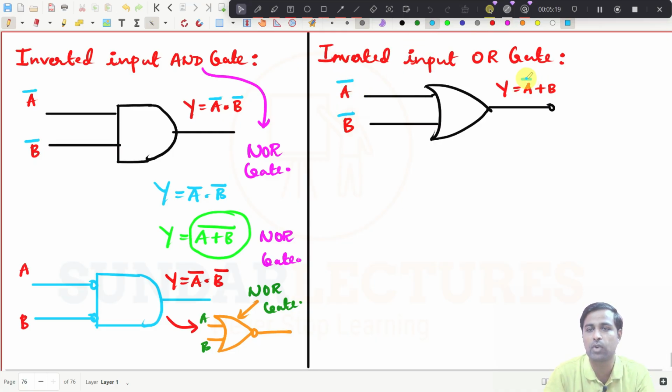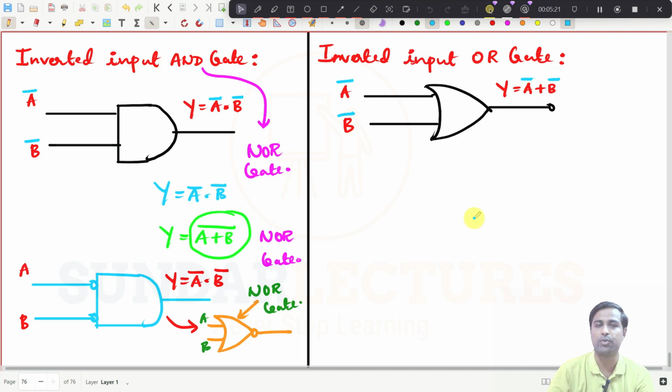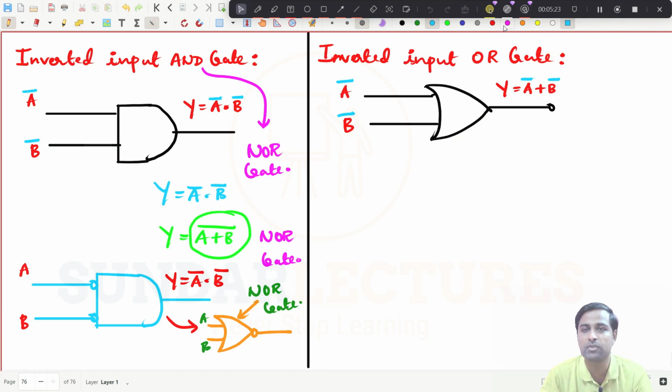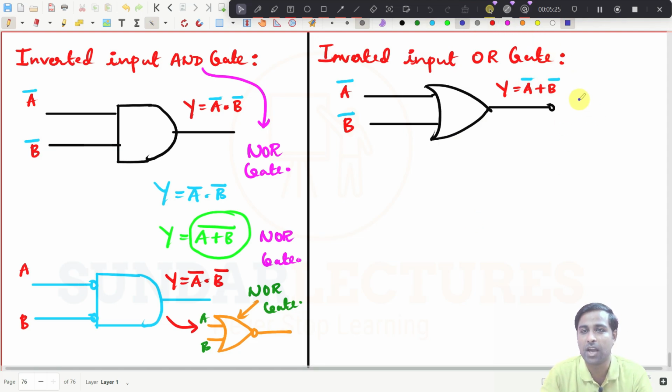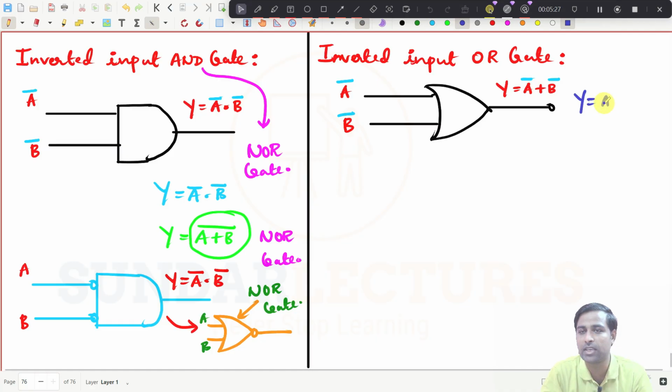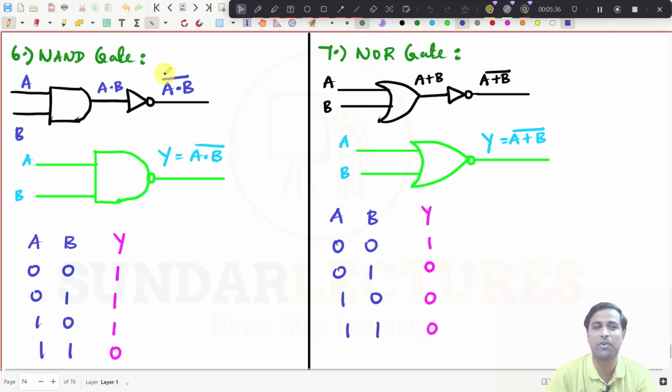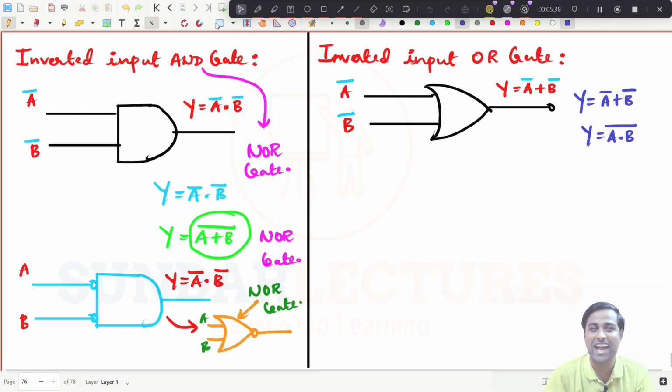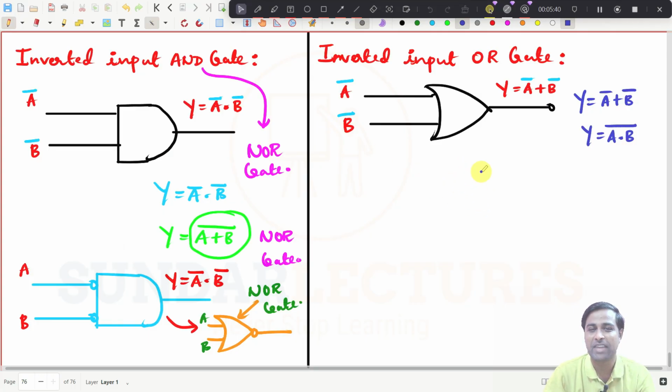So what will my gate do now? This will be the output equation. And what does this imply? Y will be equal to A bar plus B bar. Apply De Morgan's theorem. It will be A dot B whole bar. So what is this, A dot B whole bar? It is a NAND gate, right? So NAND gate. Am I right or wrong?